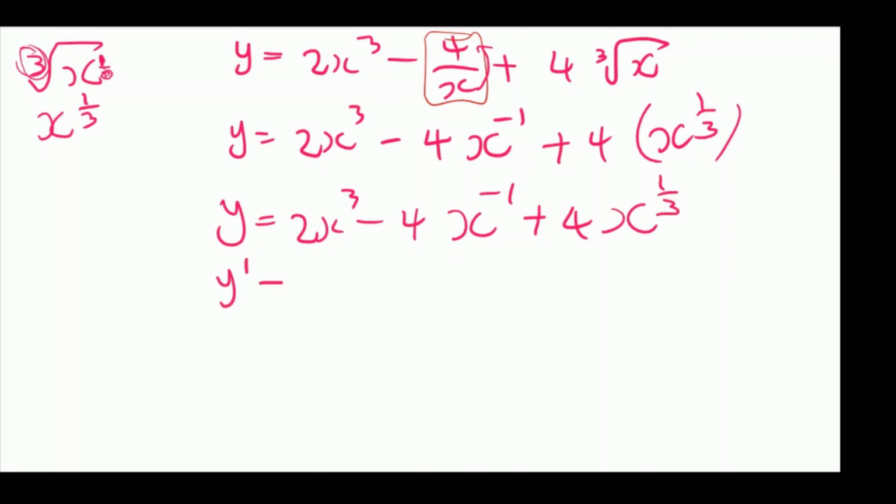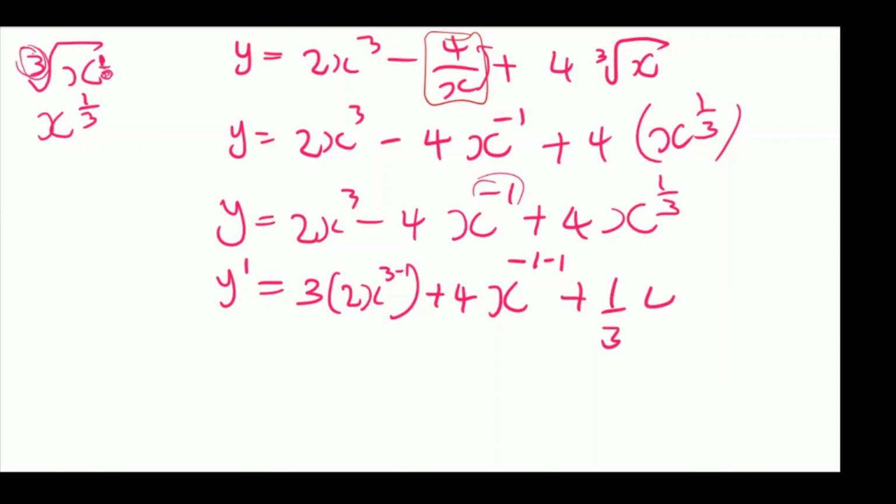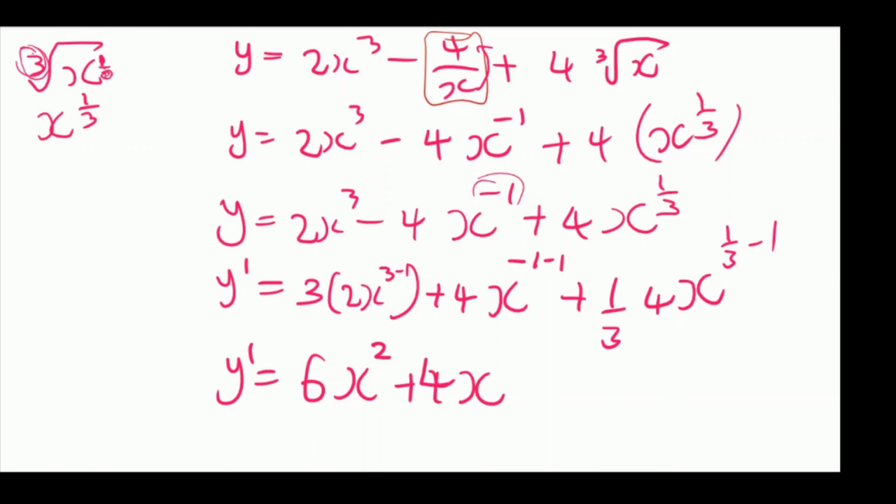So now we can differentiate. We're going to drop this 3 into 2x to the power of 3 minus 1. Then we drop this minus 1, so it's going to be positive 4x to the power of minus 1 minus 1. And then we drop the 1 over 3 multiplied by 4x to the power of 1 over 3 minus 1. So the derivative is equal to 6x to the power of 2 plus 4x to the power of minus 2 plus 4 over 3 x to the power of minus 2 over 3, right?